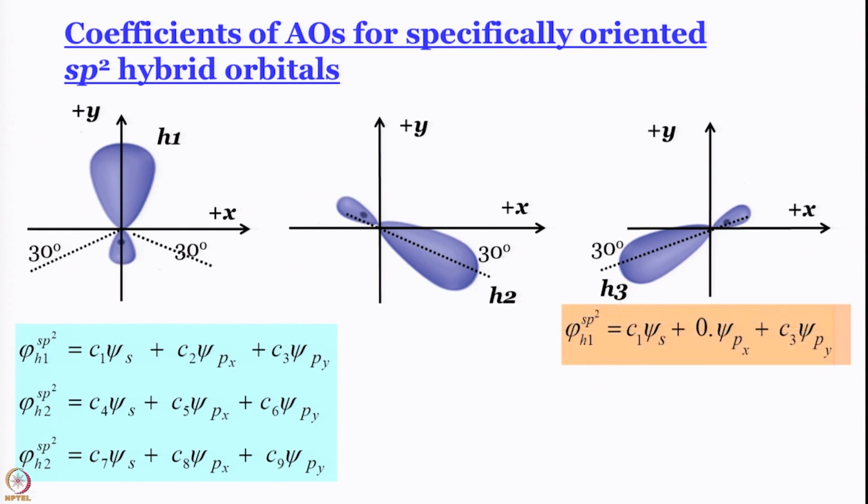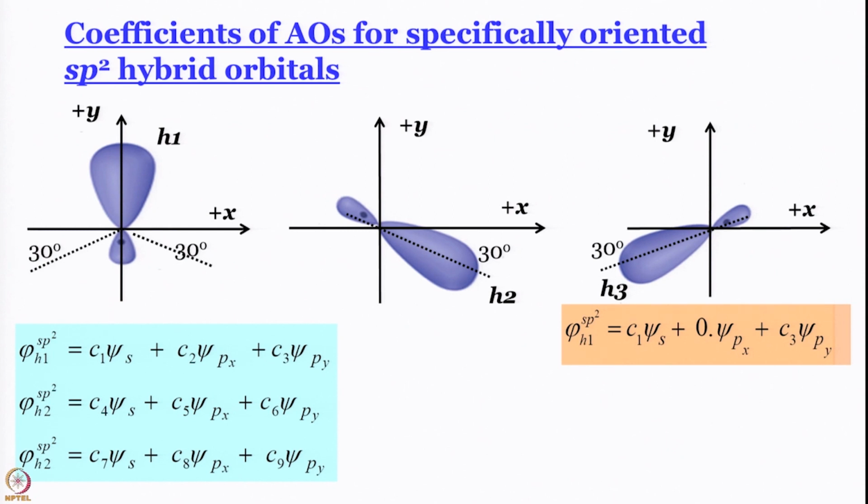Now, let me try to write the coefficients one by one. So, we have written phi h1 sp2 to be retained C1 from here, C1 psi s plus, as we had said earlier, there is no contribution from Px here because the orbital is aligned with H1. Is there a contribution from psi s? Definitely, otherwise this shape will not change, right. So, no contribution from Px and a contribution from C3. So, one s orbital and one p orbital are contributing. Does that make it an sp orbital? No, it does not. It is still sp2 orbital. Please hold on to this thought and we will come back to it.